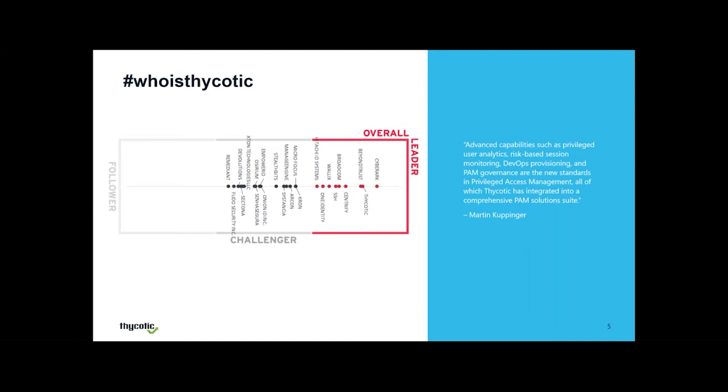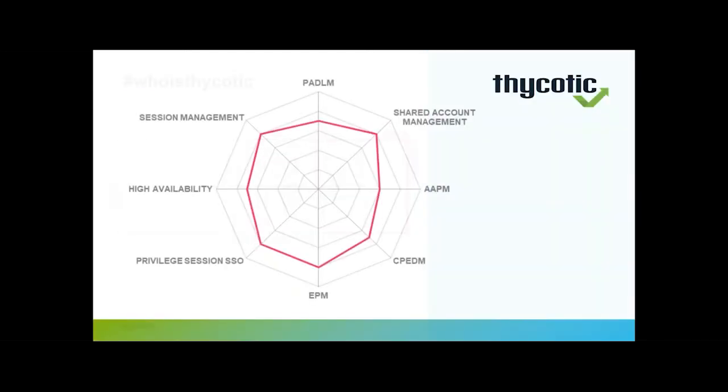So I encourage you to reach out to me, or go to the website, where it's also published. There are a couple of good quotes from there, good information on the overall market. And one of the things they do is this fancy graph that gives you a quick overview of each player, and then you can see how much coverage each player has in the space. And you can see that Thycotic does cover a lot.